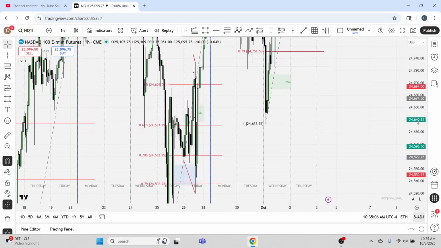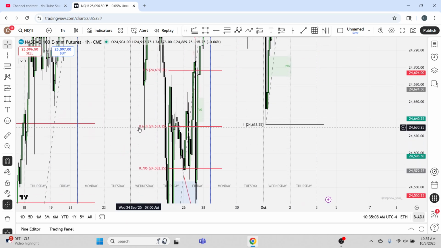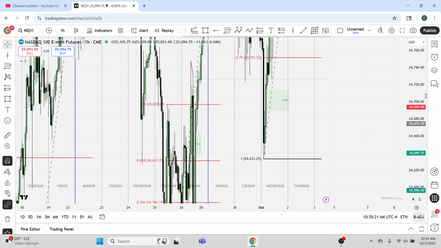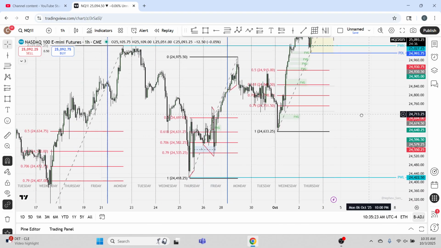I want you to see this. Pay attention. 0.618, which is the OTE level, is at 631.25. Price came down to 633.25, two points off of OTE. This is how accurate these things are. Why did it do that?